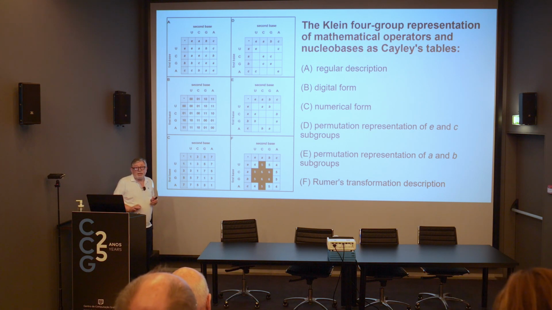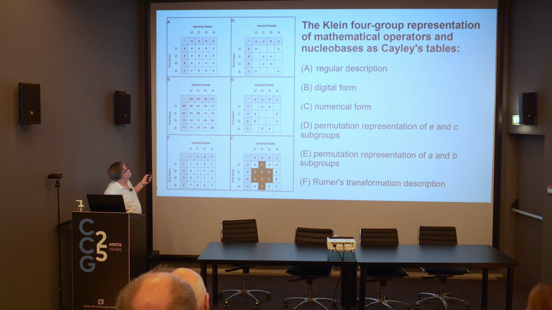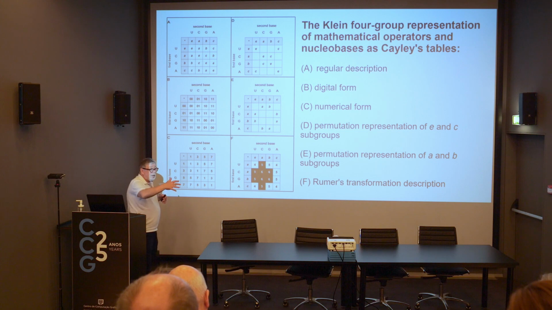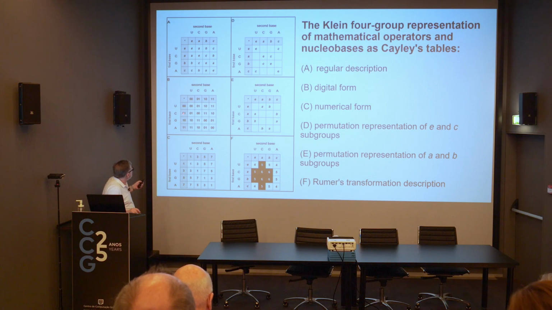The Klein group representation of mathematical operators, I showed it yesterday. Basically, you have U, C, G, and A. U as a starting point because it has the smallest ring and less reactive group and so on. It is a two-dimensional arrangement of 16 boxes in which we can put the third base as individual amino acid. It can be represented in digital form, in numerical form.